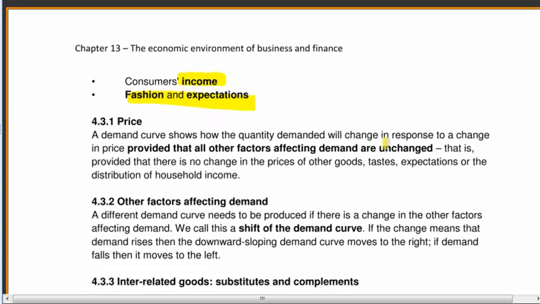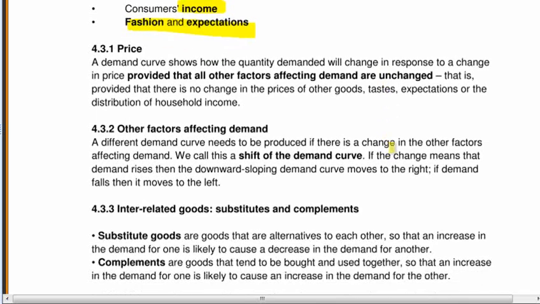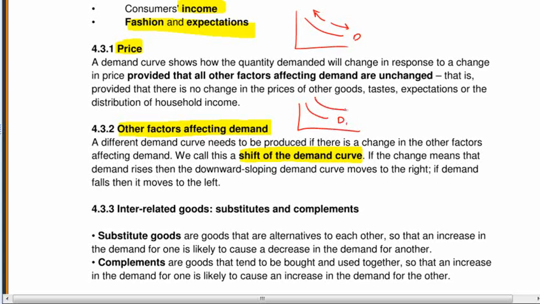Now, as far as our demand curve is concerned, if there is a change in price, as we've said, we move along the demand curve. All of these other factors, things like tastes and fashions, expectations, substitutes and complements, will cause a shift in the demand curve. Let me just draw that quickly for you. So a change in price means we move along the demand curve. Other factors will shift the demand curve, either outwards or inwards, depending on whether demand goes up or down.